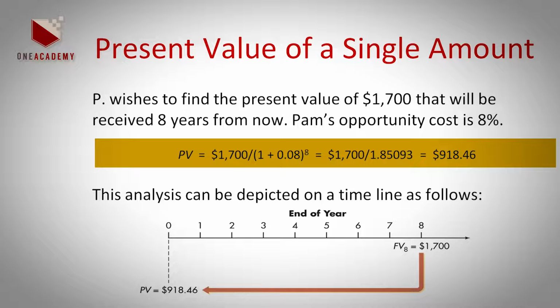And if we make the calculations using the mentioned formula, we will reach the conclusion that Pam's $1,700 after 8 years should be evaluated at about $918 today. So what Pam now knows is how the $1,700 she has in her pocket as of now relates to the future value of $1,700.